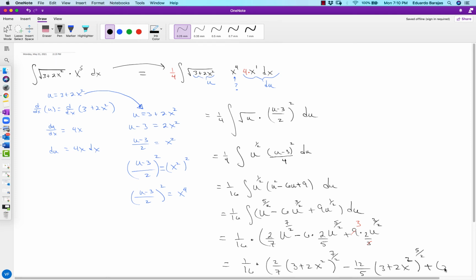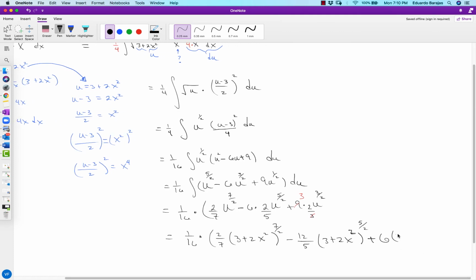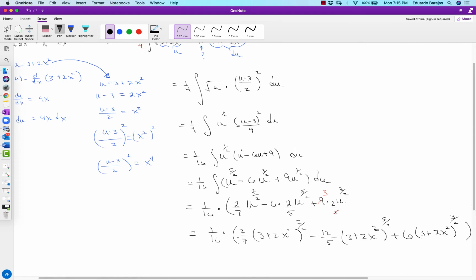plus 6u, which again is equal to 3 plus 2x squared raised to the power of 3 over 2. And then all of that gets multiplied by this 1/16. So now if we just distribute this 1/16 across, we'll be at a pretty good place. So this is going to be equal to, 2 reduces with 16, 8. We get 1 over 56.